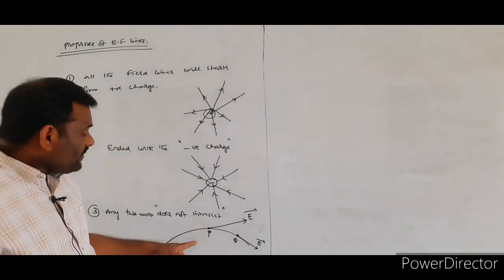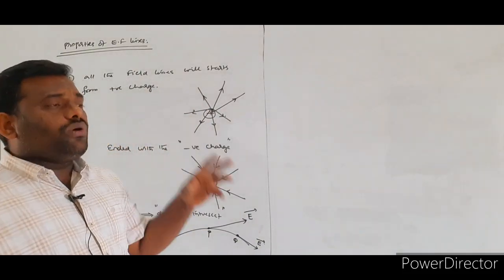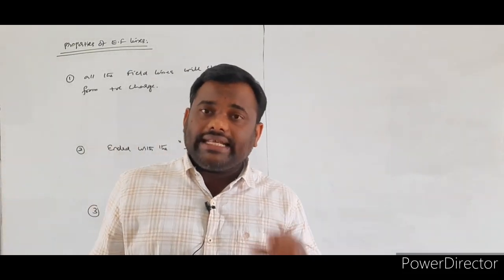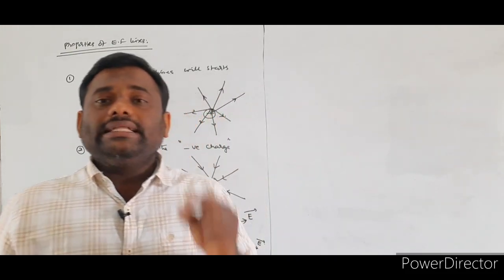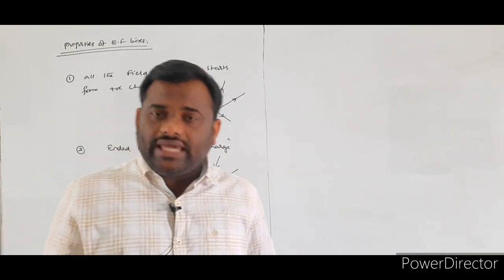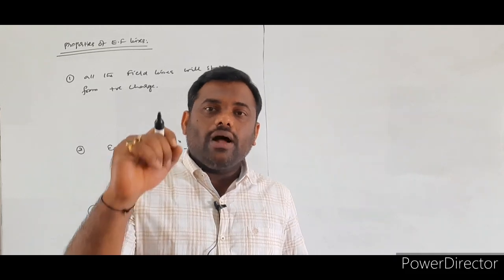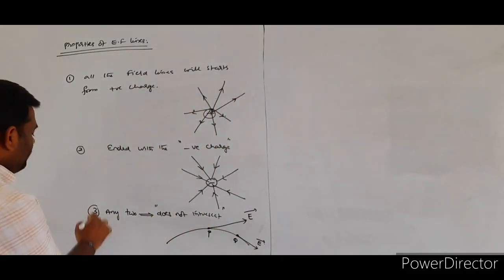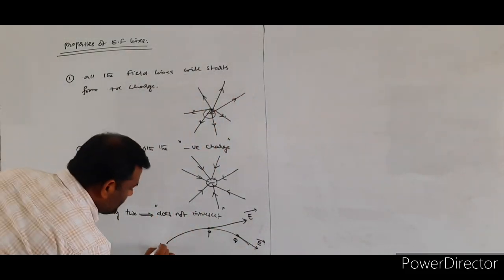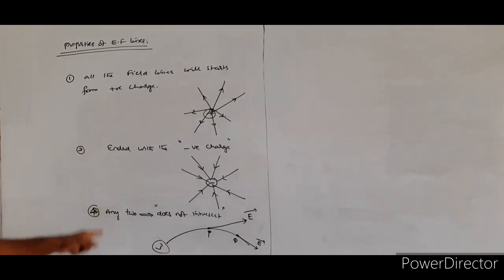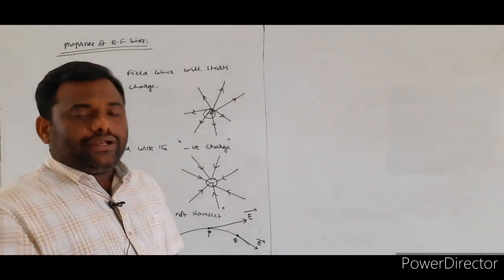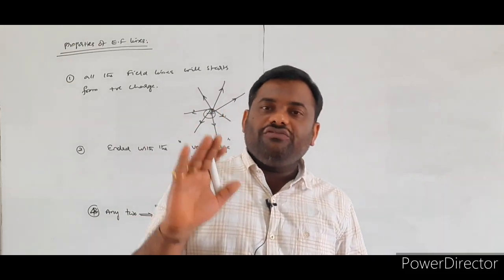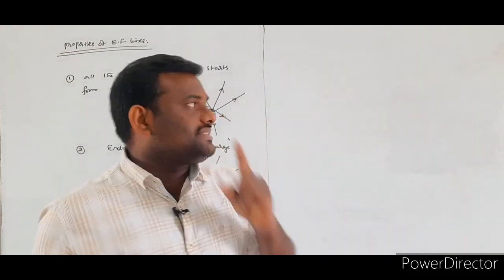So the third point is what? If you draw a tangent at a given point, that tangent gives the direction of the electric field at that particular point. Next, the fourth point is what? This is the fourth point we consider; this was the third point. According to the fourth point, any two field lines do not intersect.